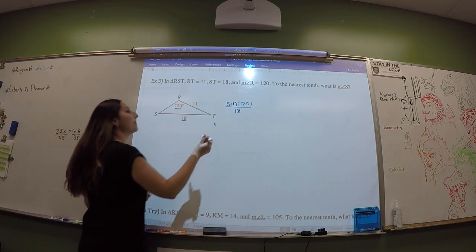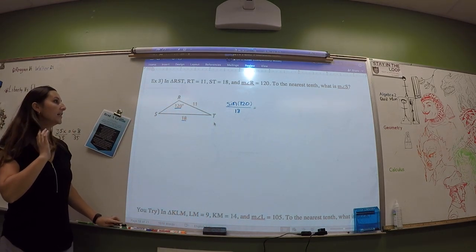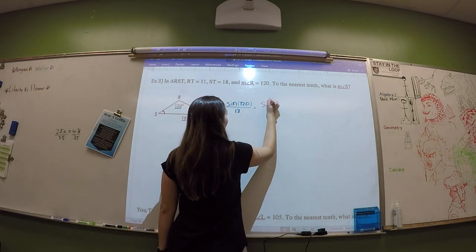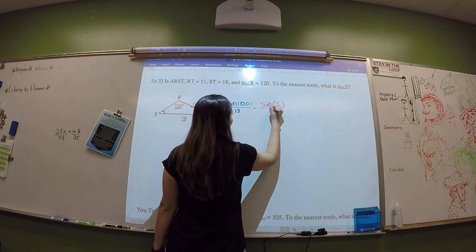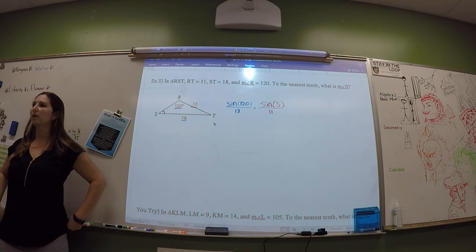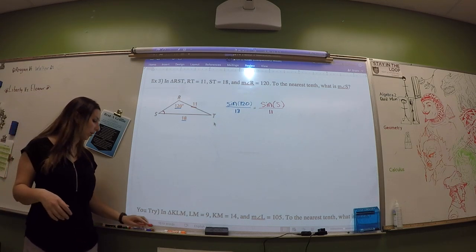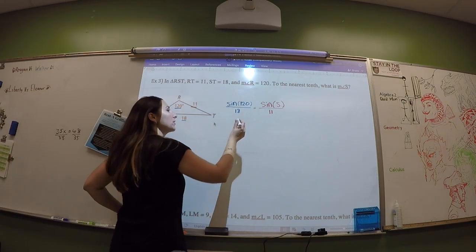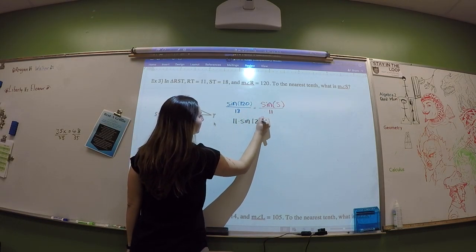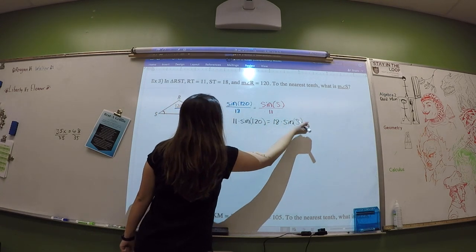something over 11. So if we're finding S, that's going to be the sine of S over 11. Don't forget the sine part, because it's the angle. So if we're finding the angle, we put sine in front of the angle. Now we cross multiply. So we have sine of 120 times 11 equals 18 times the sine of angle S.